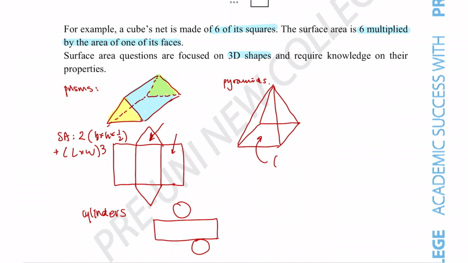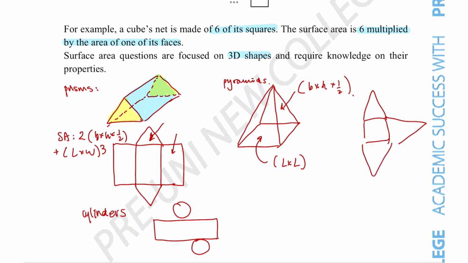So that would be length times length. And we've also got the triangles as well, which is also base times height times half. And if we expand upon the pyramid, it would then look like a square in the middle, with all these triangles connected to it. So we can see that we would need to find the area of 4 of these triangles and 1 of the square, or whatever the base shape is for that type of pyramid.